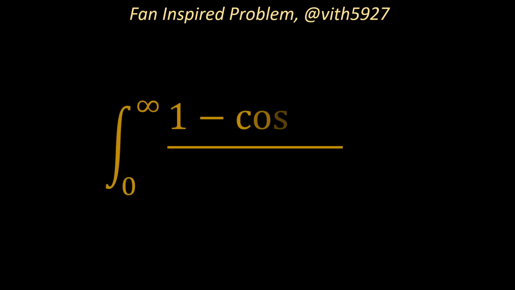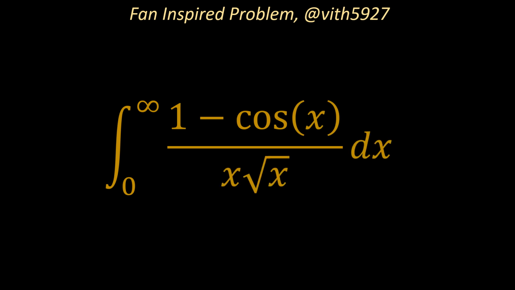This is a fun-inspired problem from Art of Problem Solving, 5927, which is a definite integral from x equals 0 to x tending to infinity of (1 minus cosine of x) over x times the square root of x.